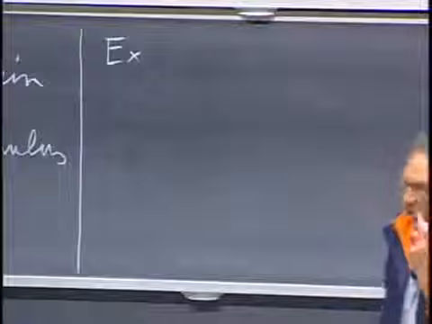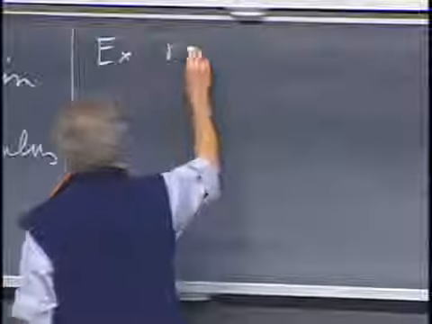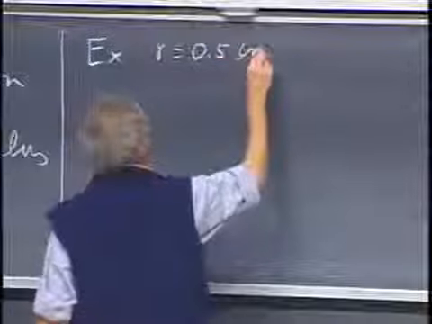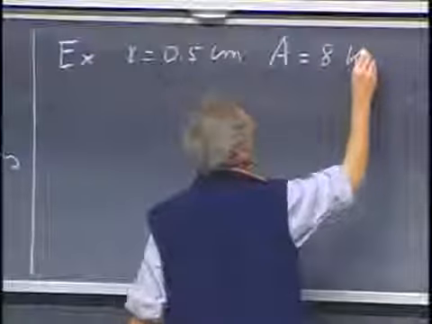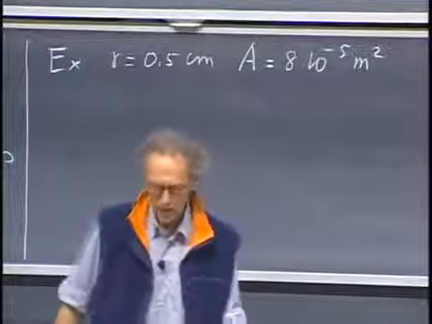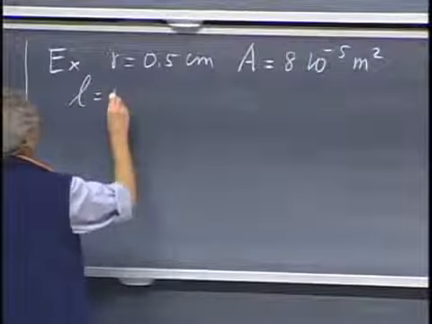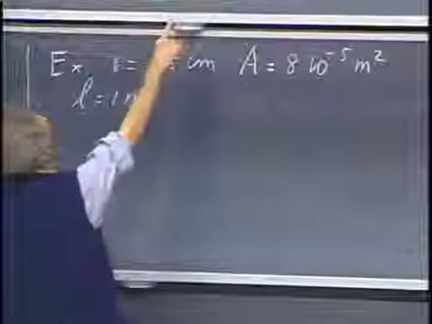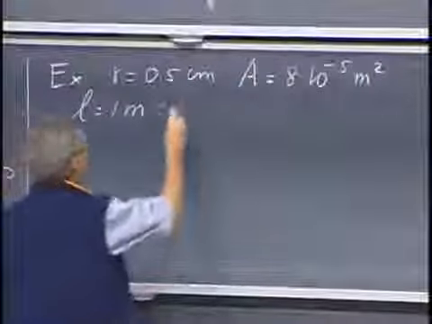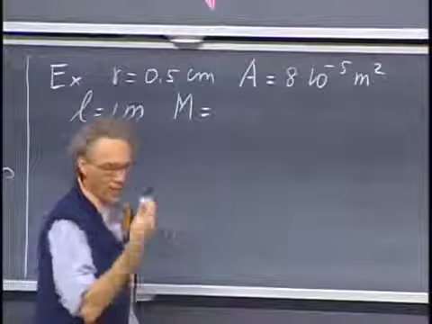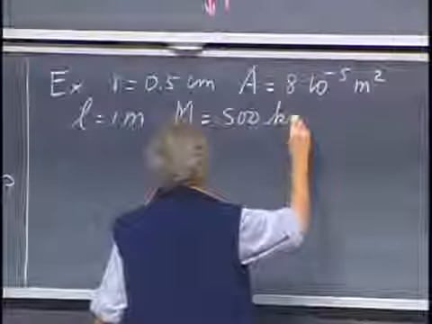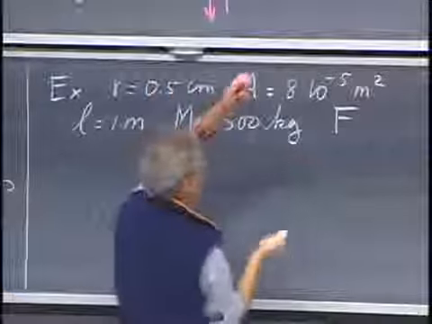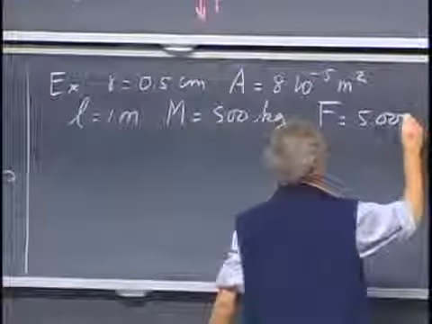I can take a rod with a radius r, which is 0.5 centimeters. That would give me a cross-sectional area of 8 times 10 to the minus 5 square meters. So, a centimeter thick, the rod. I make it very simple. I make the length 1 meter. And I hang on the rod at the bottom a mass m, which let's say is 500 kilograms. Yes, I want 500 kilograms. In other words, the force which I pull on the rod is about 5,000 newtons.